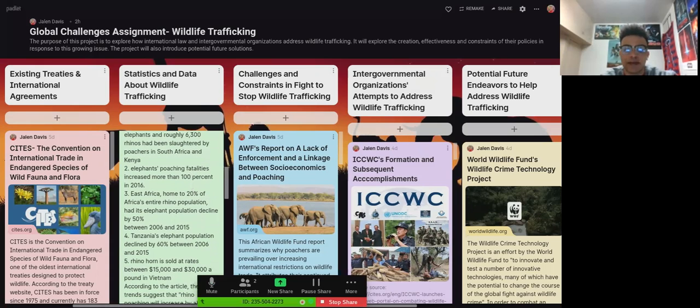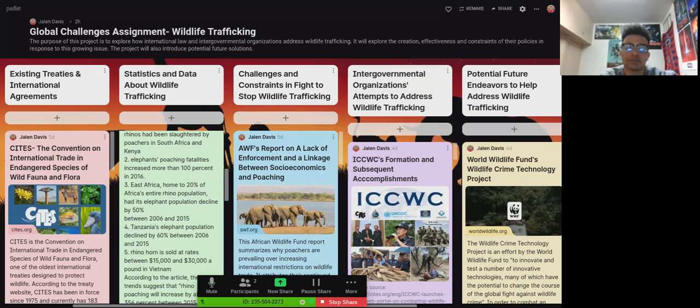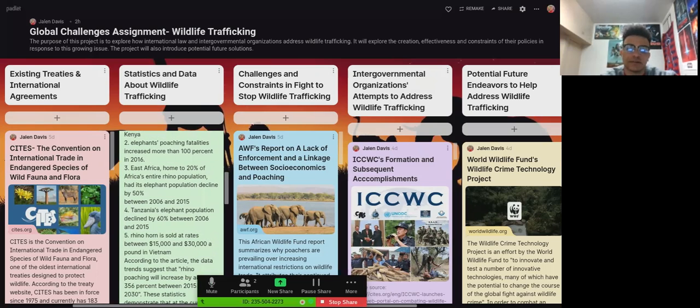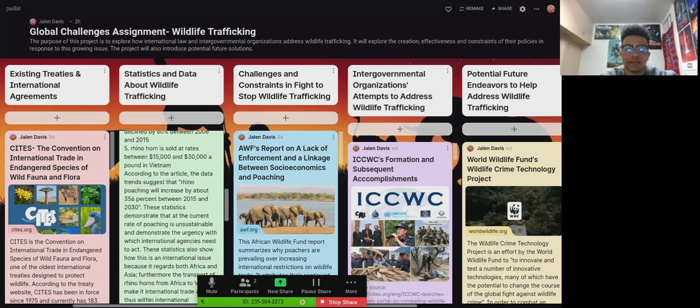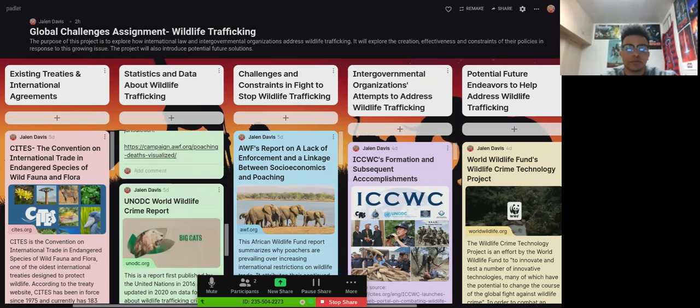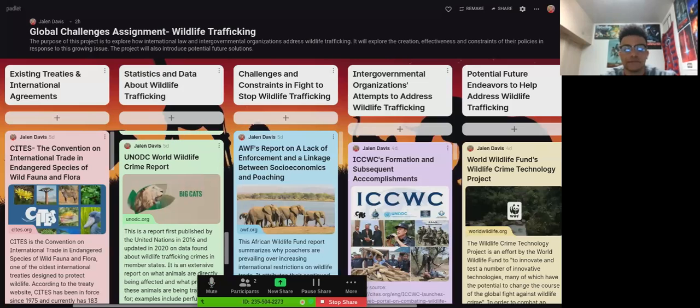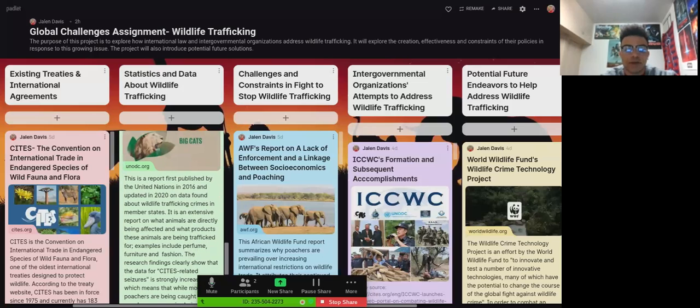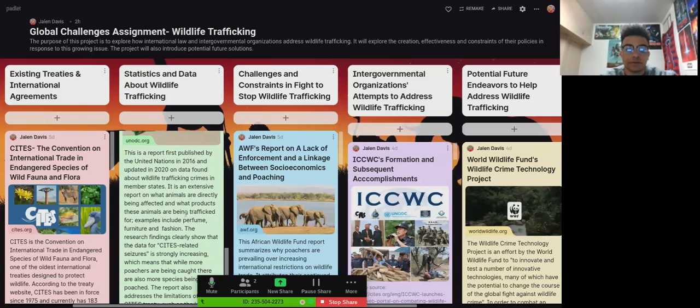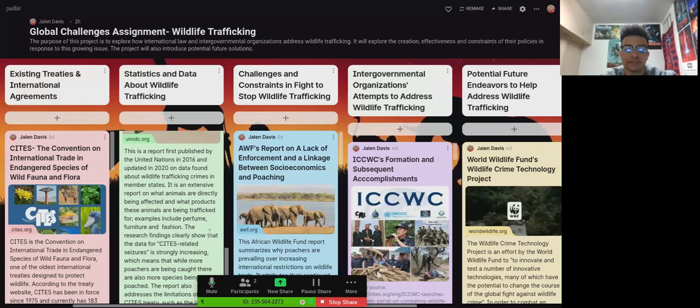And it shows that at this rate, there won't be any rhinos or elephants left because of the unsustainable ways of poaching. The next report I included was the United Nations Office on Drugs and Crime World Wildlife Crime Report, which is updated every 4 years. This just tracks how there's been a really rapid increase in CITES related seizures. CITES is the previous treaty I mentioned.